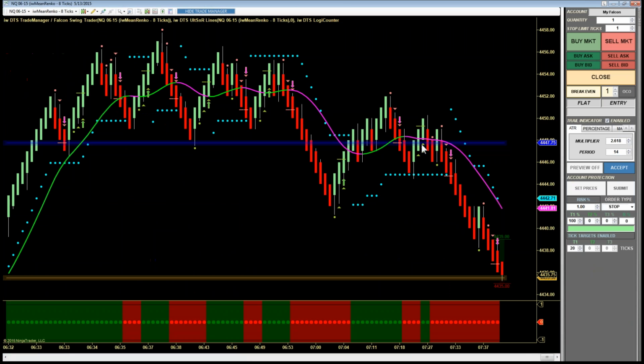Also a trend change signal. Oh, a late filter entry signal, no less. Notice here our trend line does not change color. Our filter does change color.